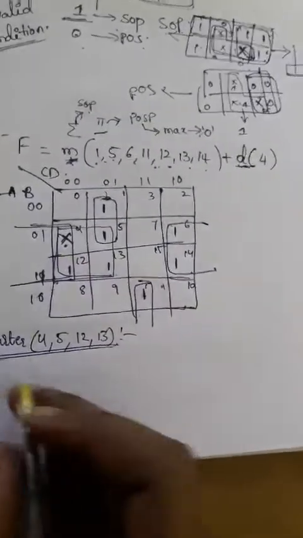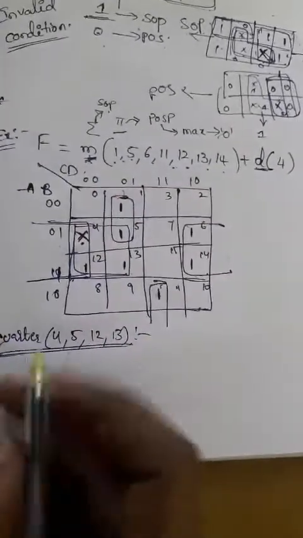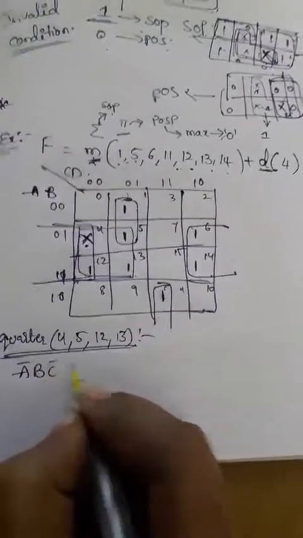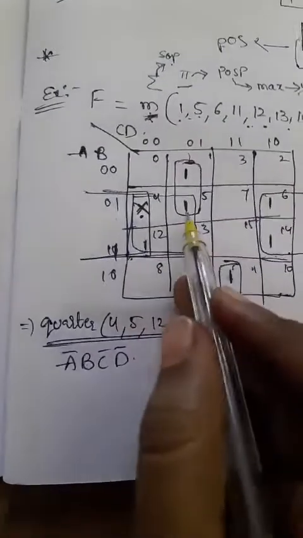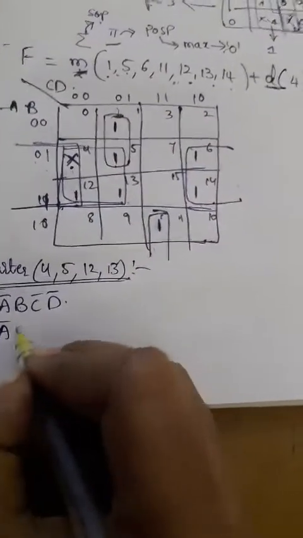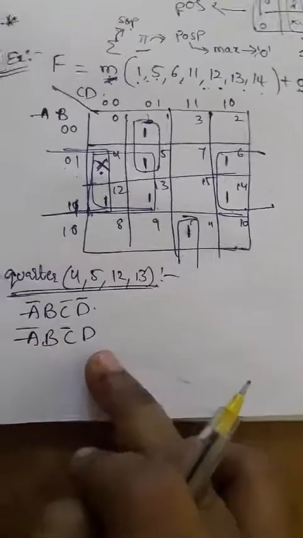Okay, so first we need to write 4 for that: 0 1 0 0. 0 1 0 0 is A complement B, C complement, D complement. Now coming to the next one, the fifth one, 0 1 0 1. So A complement B, C complement D.